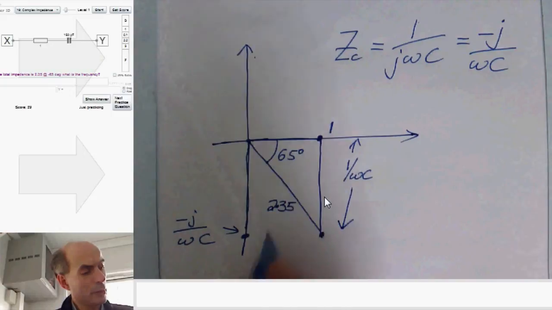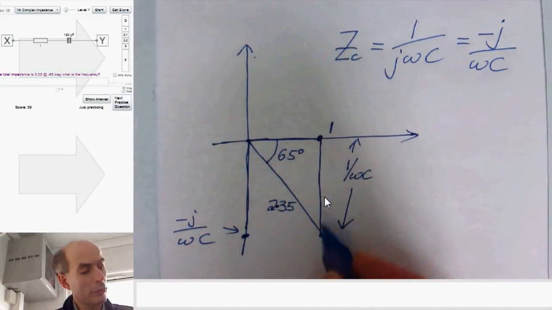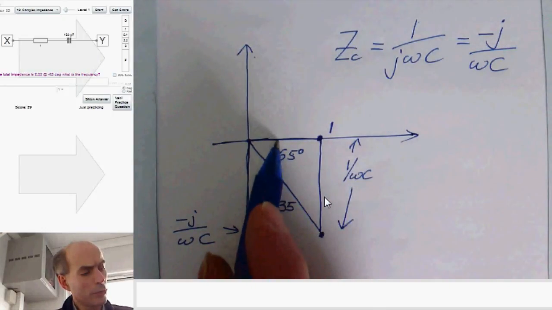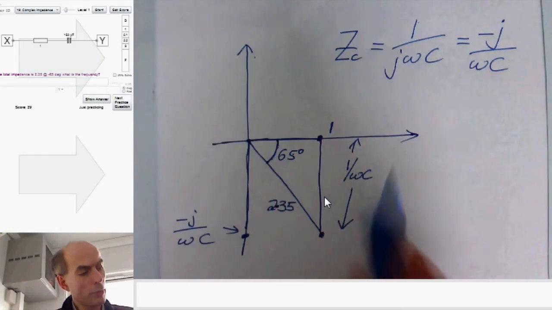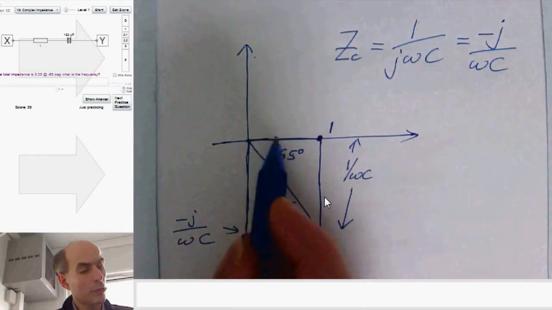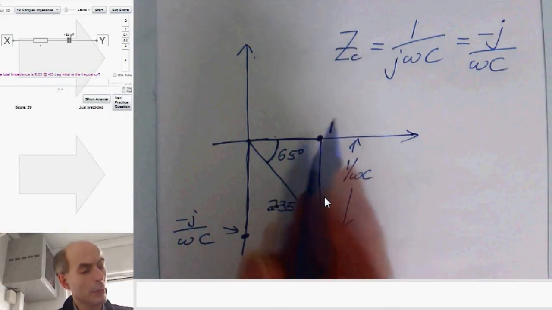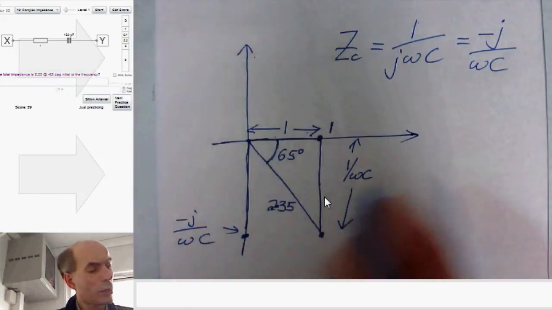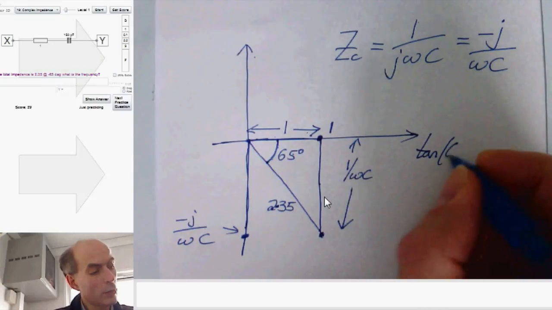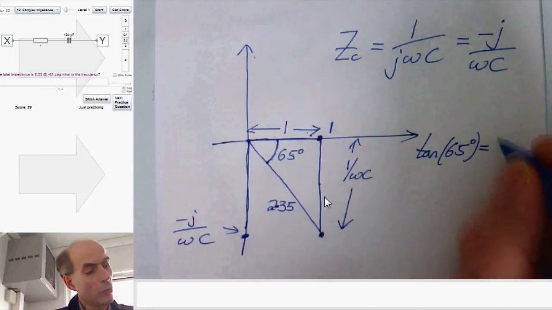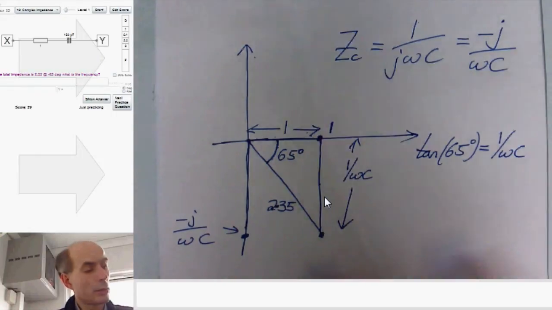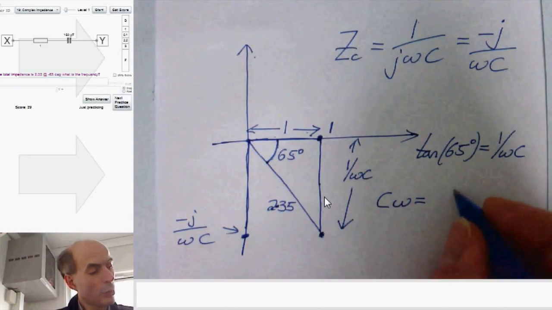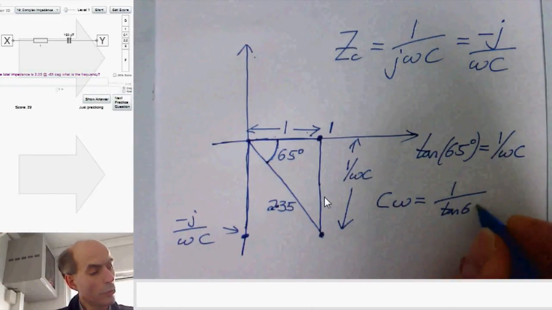Right. Last time I used Pythagoras to work out the length of this line. This time I'll use the tangent idea. This angle here, 65 degrees, the tangent of that must be the opposite side, this side here, over the adjacent side, this side here. Length of this side here is the resistance of the resistor, which is just 1, so we could just write tan of 65 degrees is 1 over omega C. In other words, C times omega is 1 over the tangent of 65 degrees.